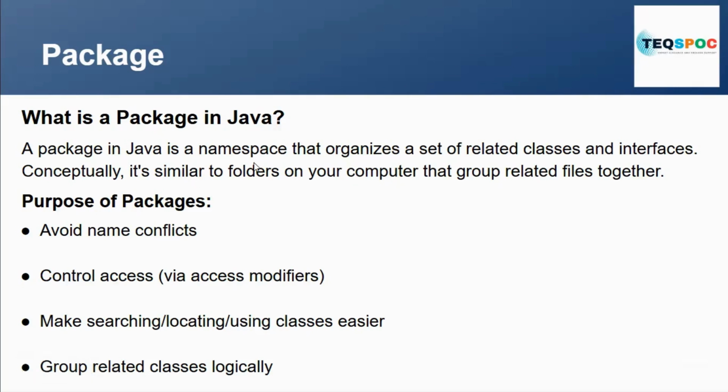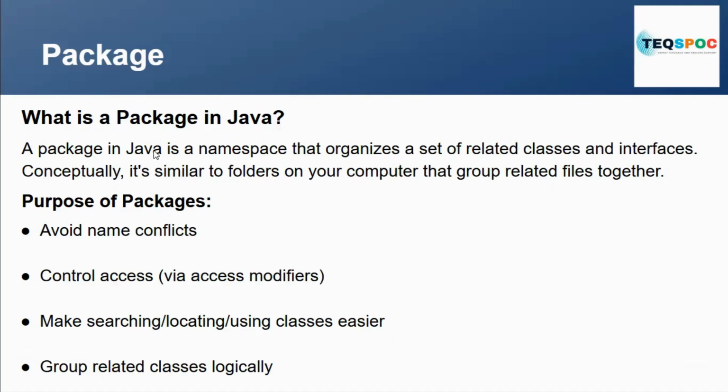A package in Java is a namespace that organizes a set of related classes or interfaces. Conceptually, it is similar to a folder in your computer that groups related files together. What is the purpose of a package? To avoid name conflicts. If two classes have the same name, put them in different packages, and then you can access and control the access.